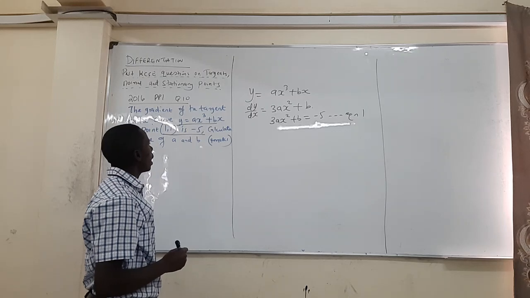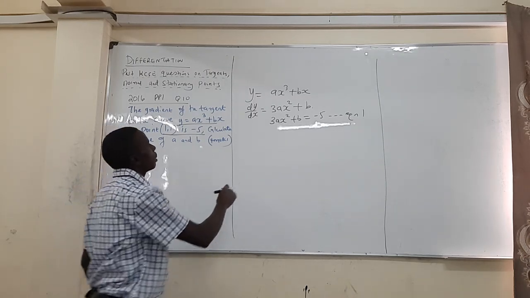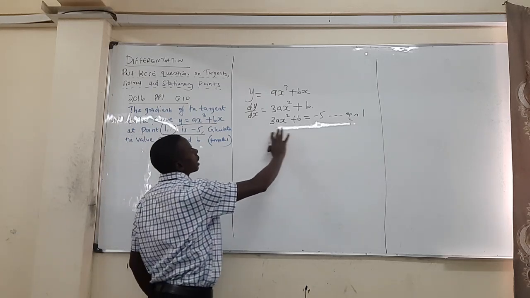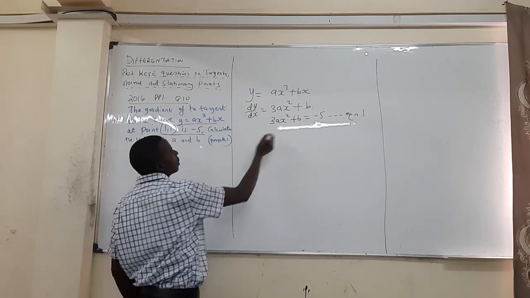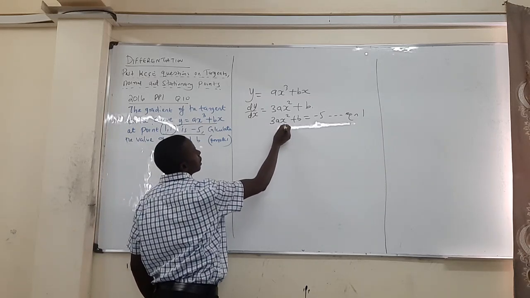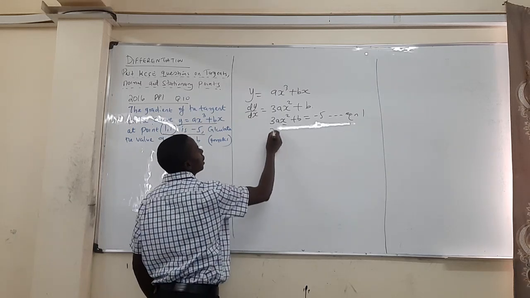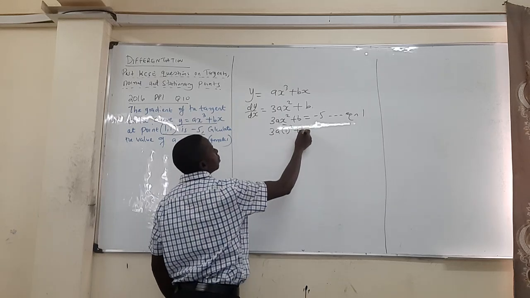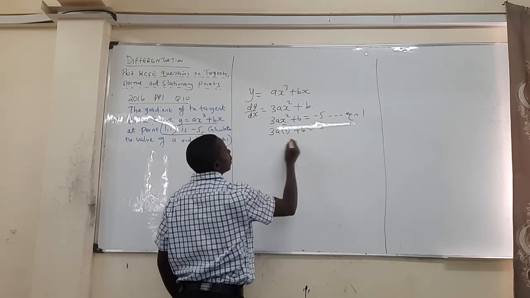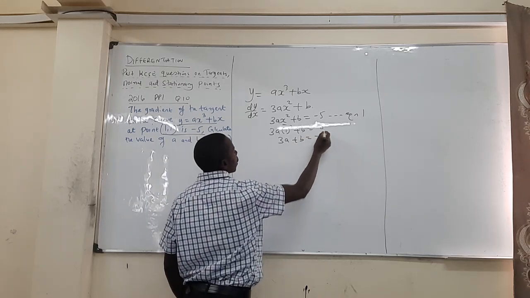Then we need to have another case. We have this point, and you have been told that x equals 1. So what is that gradient? We replace the values of x with 1. So 3a times 1 squared plus b equals minus 5. So 3a plus b equals minus 5.